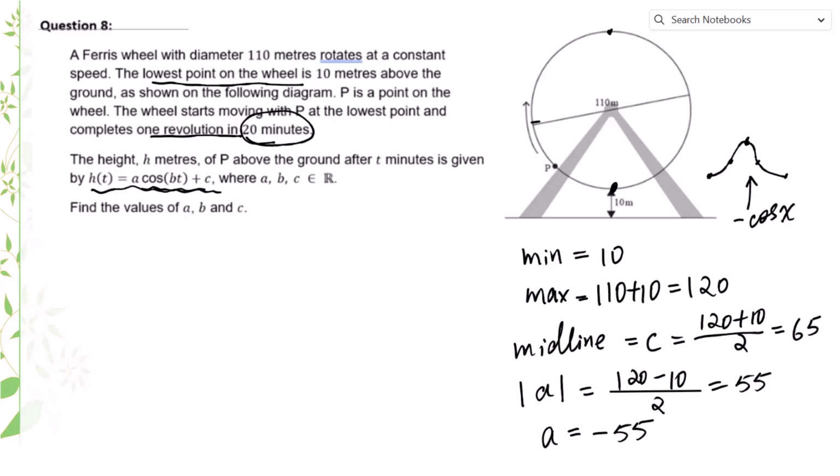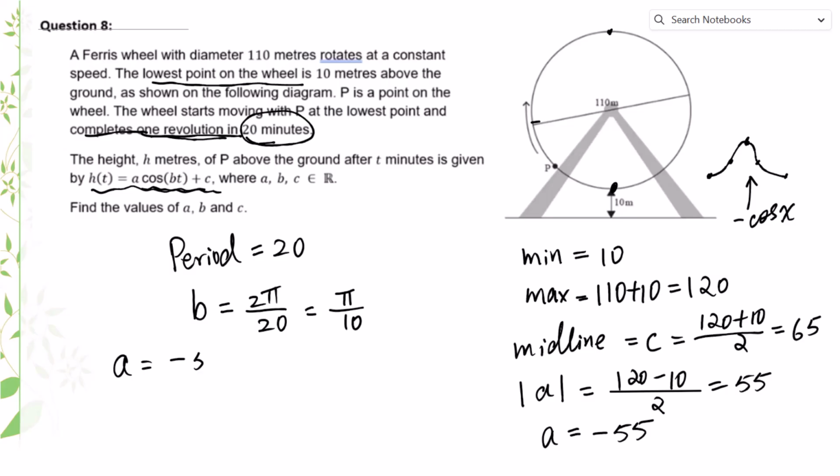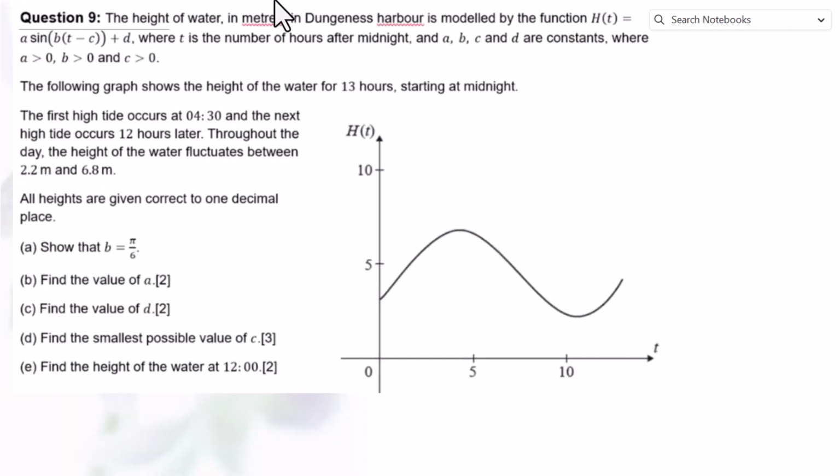The wheel completes one revolution in 20 minutes, means period equals 20 minutes. So B equals 2 pi over period equals pi over 10. So we get A equals negative 55, B equals pi over 10, C equals 65.